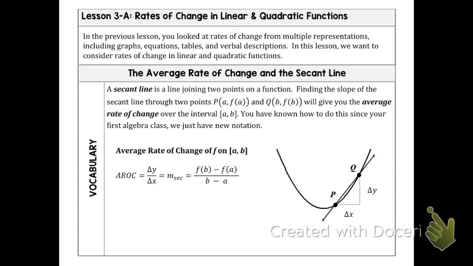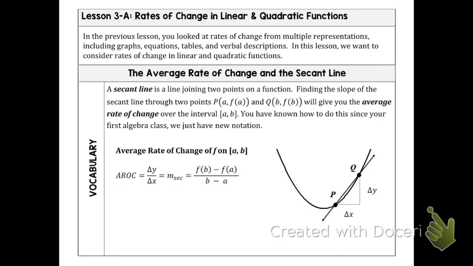So in the previous lesson, we looked at the rates of change for multiple representations, including graphs, equations, tables, and verbal descriptions. In this lesson, we want to consider rates of change in linear and quadratic functions. So we can see here it says that the average rate of change in the secant line. A secant line is a line joining 2 points on a function.